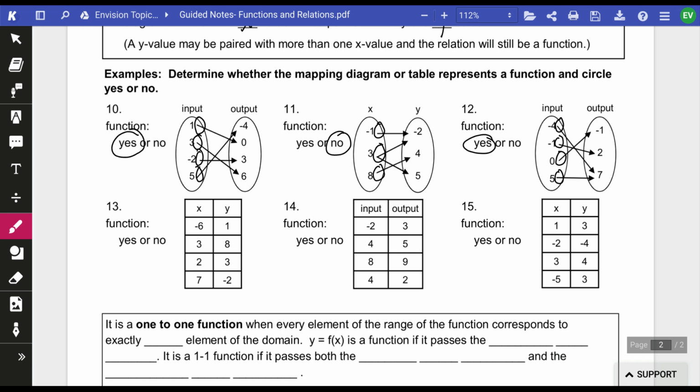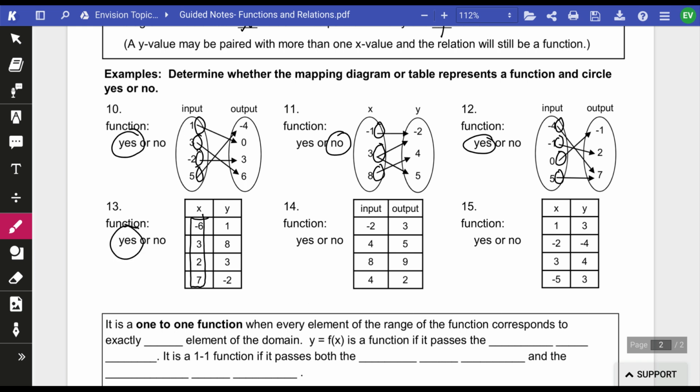Pretty easy. Remember, your input, your x values are in one bubble, and the output or y values are in the other bubble. For number 13, again, look at your x values. Each x value is different. Since each x value is different, then it's got its own y value. So yeah, that's a function.